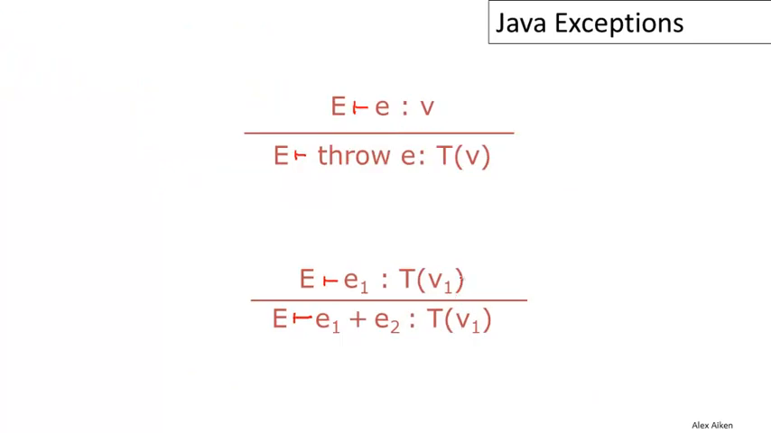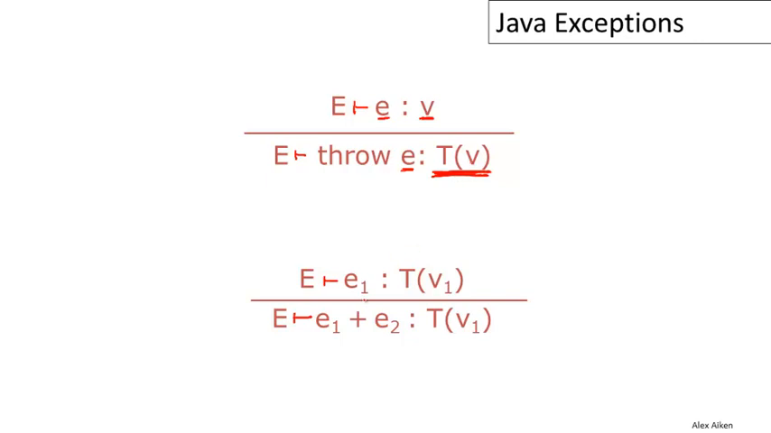How does throw work? It's very simple. Throw just takes an expression, evaluates that expression, gets some value V, and then marks that value as a thrown exception. So it wraps the value in this T thing, and that indicates that this exception now has been thrown.